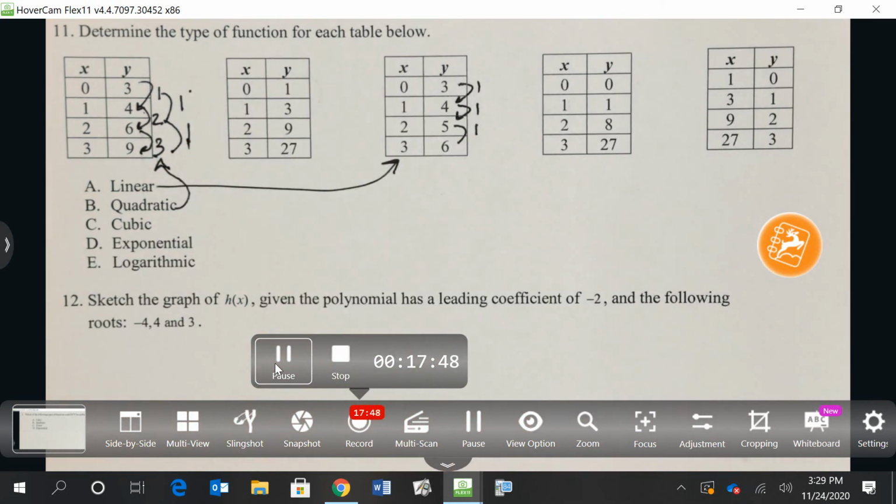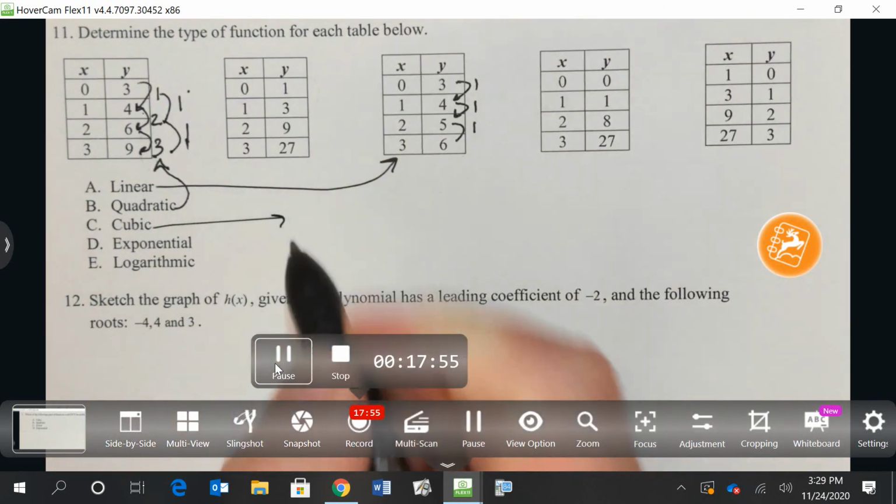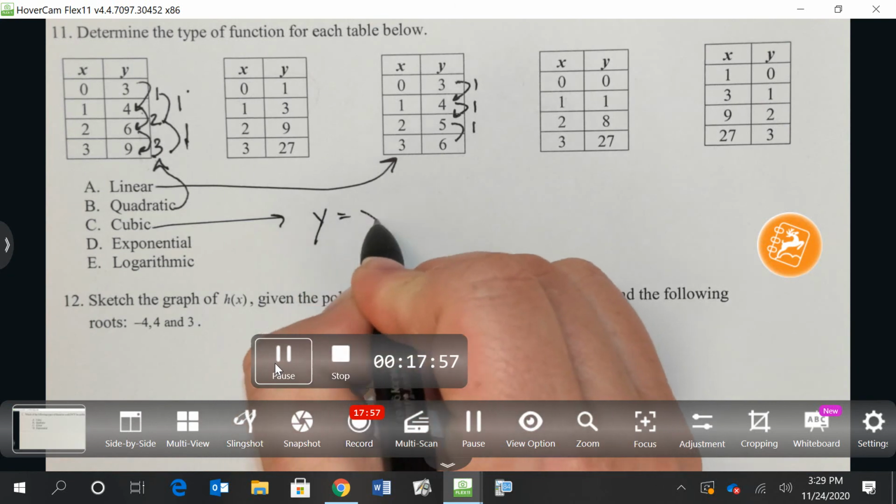I know this is stuff that's taught in Algebra 1 and 2, but it's been a long time for many of you since you've had that information. Now, let's just talk about a basic cubic. So a basic cubic looks something like this, right?